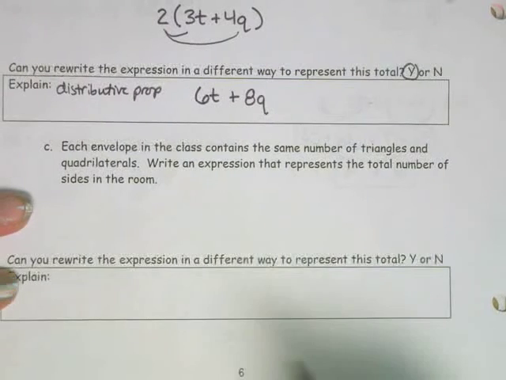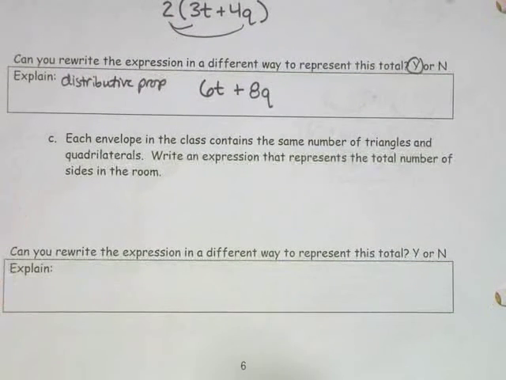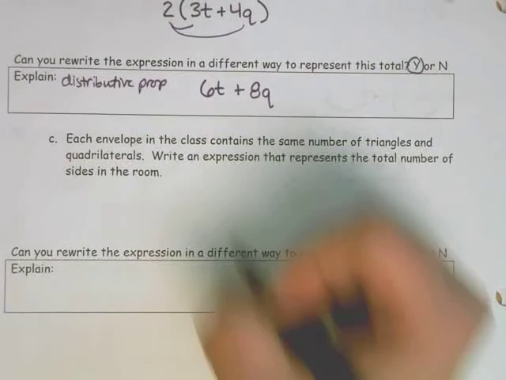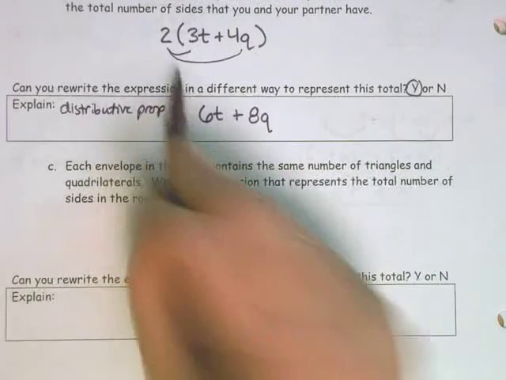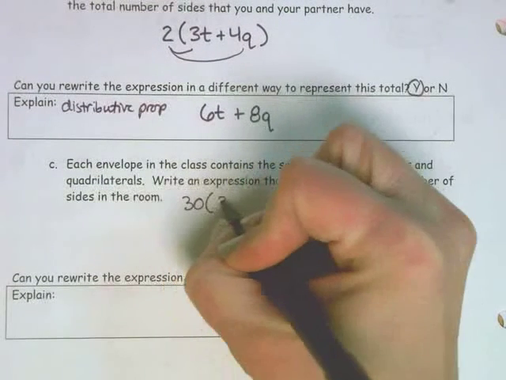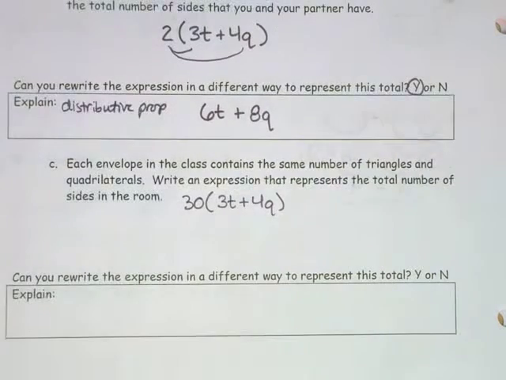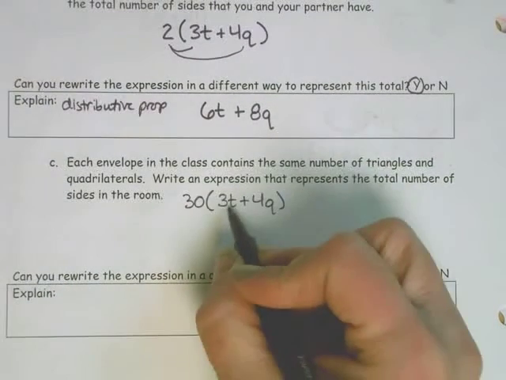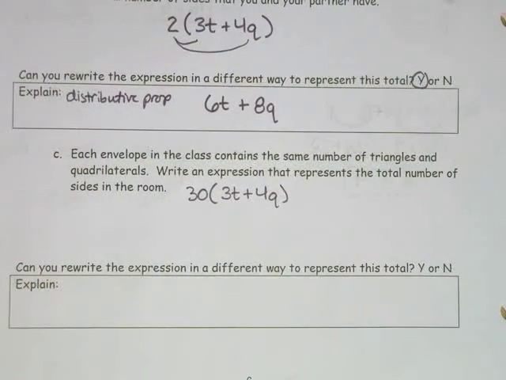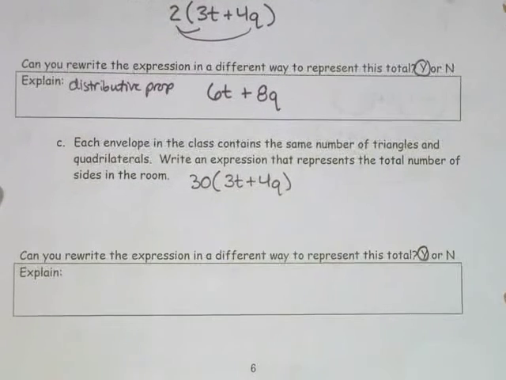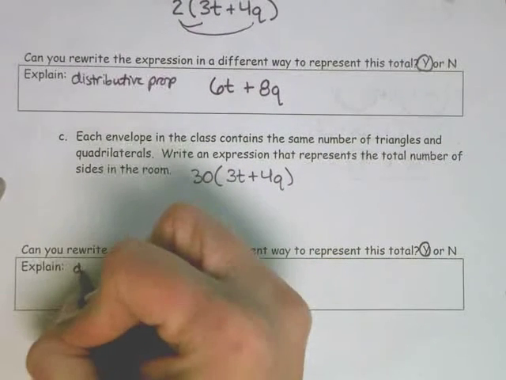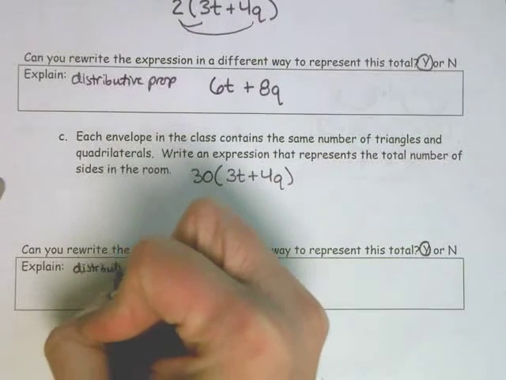Okay, so for our purposes here, let's say we've got 30 kids in a class. So if we use the same idea as up here, that was 2 envelopes. What if we have 30 envelopes right here? Wouldn't we have 30 envelopes that had this number of sides in them? 30 times 3t plus 4q. Can we rewrite that in a different way? Sure, same idea. We can still use the distributive property.